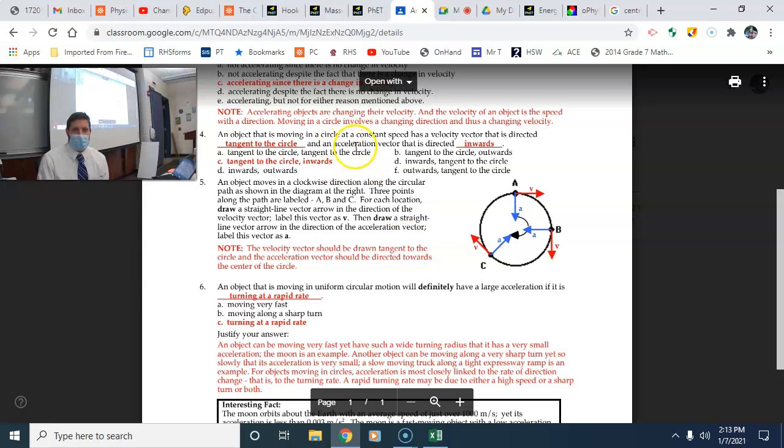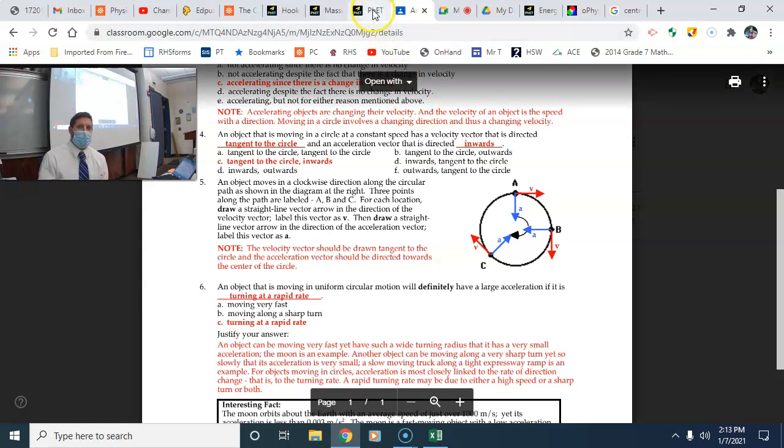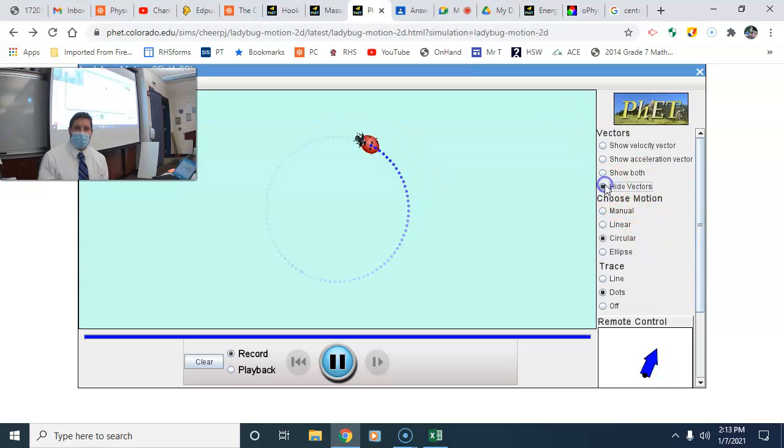But it also wants to know where the acceleration points. Because we call this centripetal acceleration, and centripetal means towards the center, that means it points inward. So if we turned on the acceleration vector as well, you can see it always points to the middle. That's what centripetal means, towards the middle, towards the center.